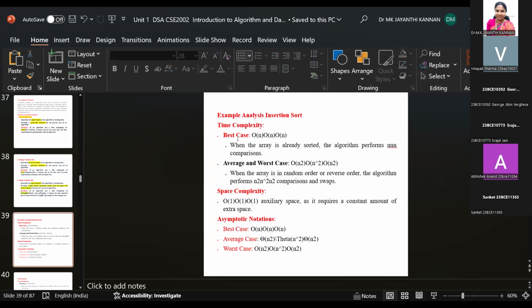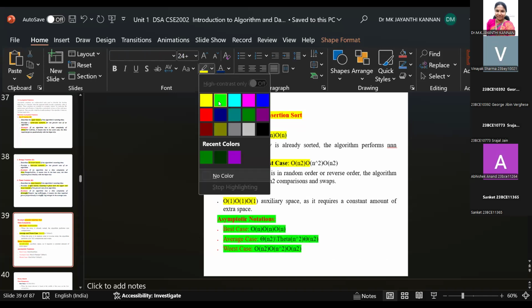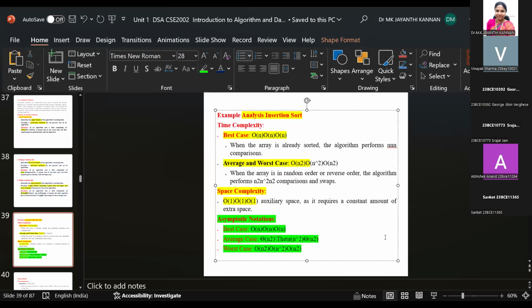So to explain the concept, we have taken the insertion sort. In insertion sort, the best case scenario for time required is order of n. For the average case scenario, it is order of n square, and the memory space required to store the values is also order of 1. In asymptotic notation form, the following representations are used. Any doubt about what is asymptotic notation?